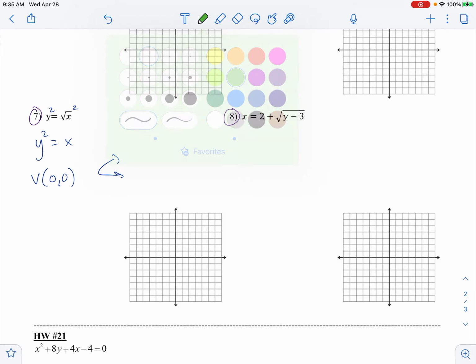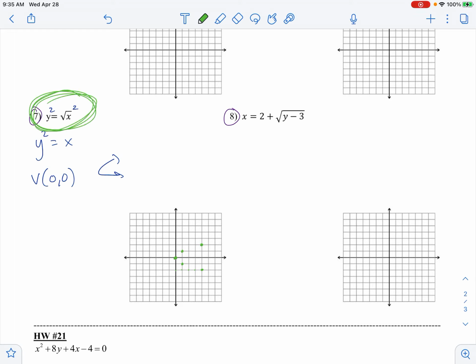So I'm going to go ahead and draw that sideways parabola. Here is my vertex. I go over 1, up 1. I go over 2, up 1, 2, 3, 4. And likewise on the other side. But because I squared both sides, I need to consider what's happening in this picture.